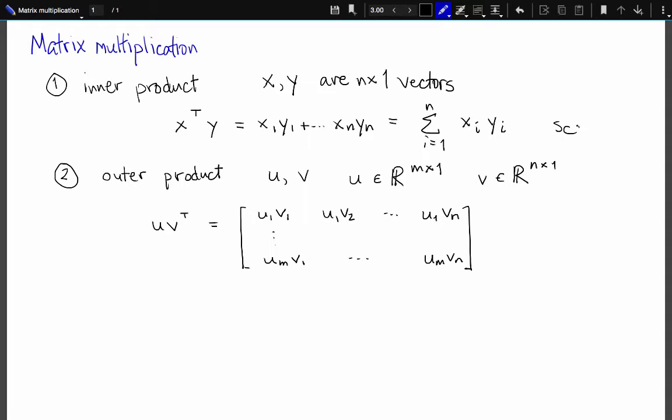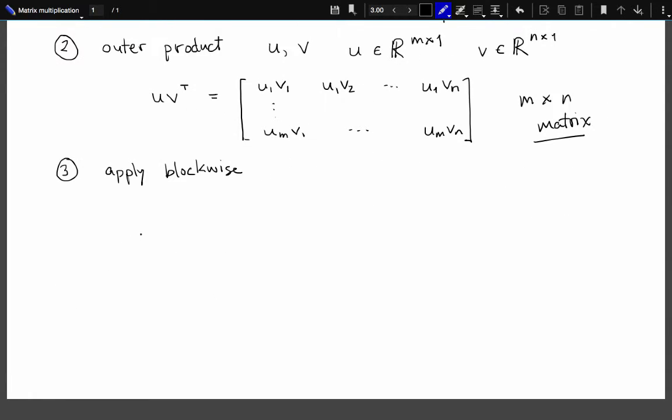So the inner product is always a scalar. Sometimes it's called a scalar product. And the outer product is a matrix. In this case, the dimensions are given by the lengths of the two vectors in the operation. And then really, all matrix multiplication can be done in terms of those two things if you apply them in a blockwise sense. So this is easier to explain by example than anything else.